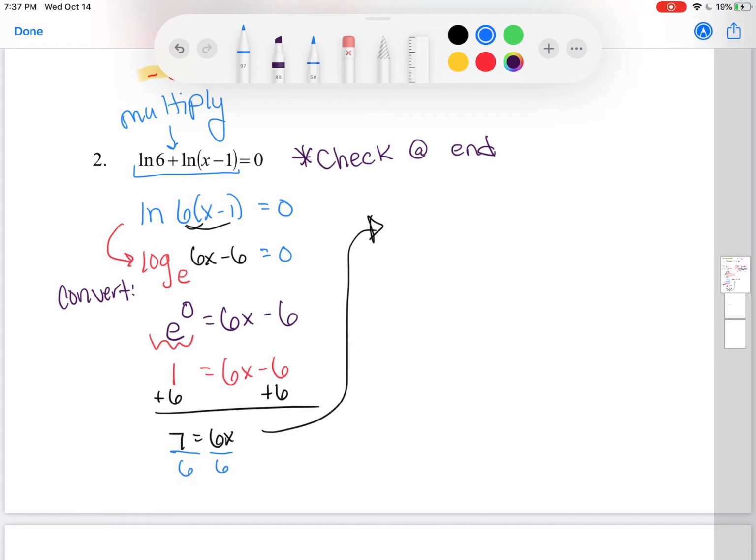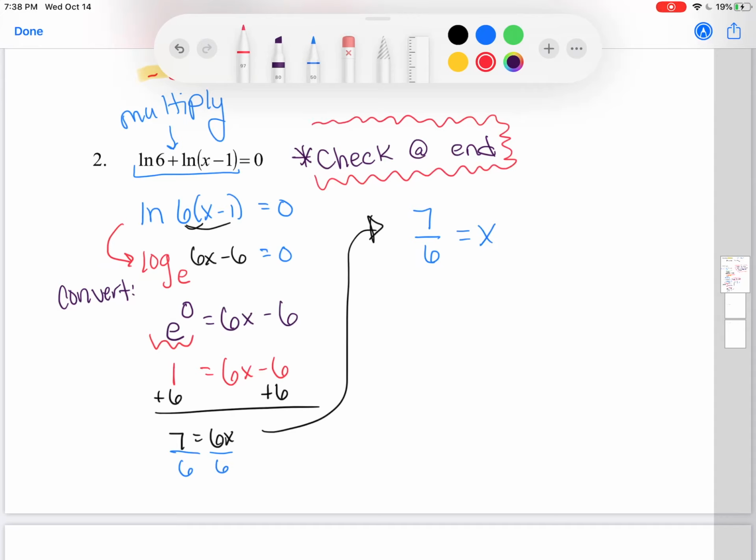Add 6 to both sides. I have 7 equals 6x. I'm going to need to divide both sides by 6. And I have x equals 7 divided by 6.